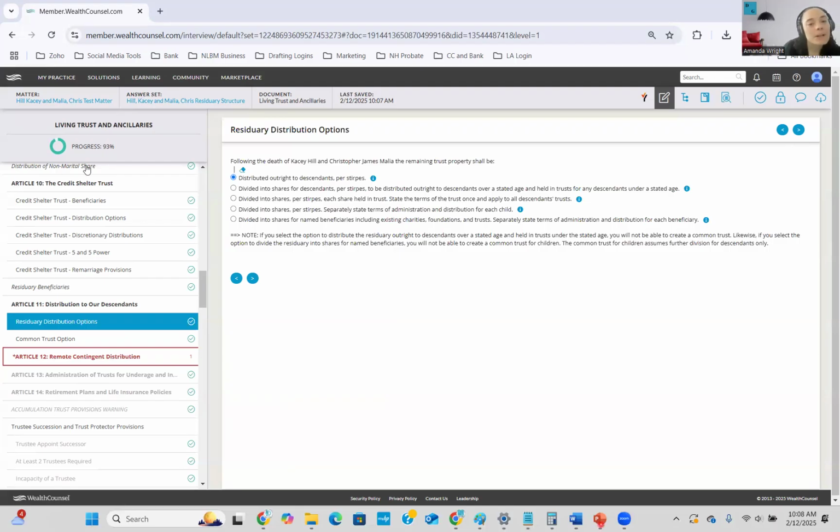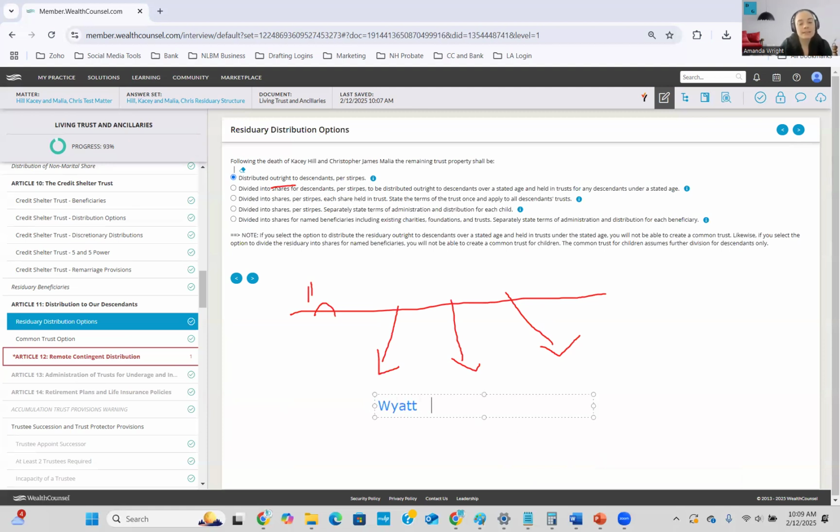But remember, right now we're looking at the structure. So let me go back to the diagram, right? So this would be the second death here. So we'll give a little sad face, all right? And outright means we're dividing in equal thirds among the children. And Wyatt is getting his share outright in his name, Wyatt Todd. Celia is getting her share outright in her name. And Cypher is getting her share outright in her name.